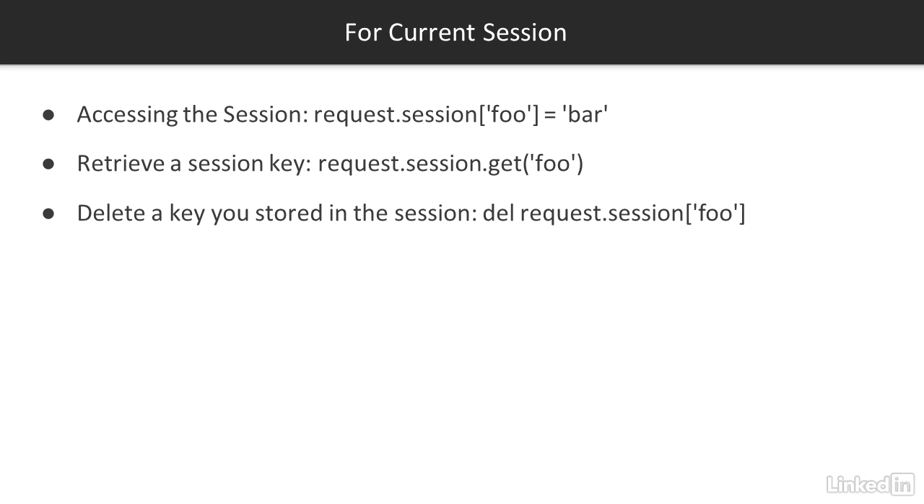So, this is how you can set a variable in the session, retrieve a session key, and delete a key you stored in the session. As you saw, we just treated request.session like a standard Python dictionary. When users log into the site, their anonymous session is lost and a new session is created for the authenticated users. If you store items in an anonymous session that you need to keep after users log in, you need to copy the old session data into the new session.